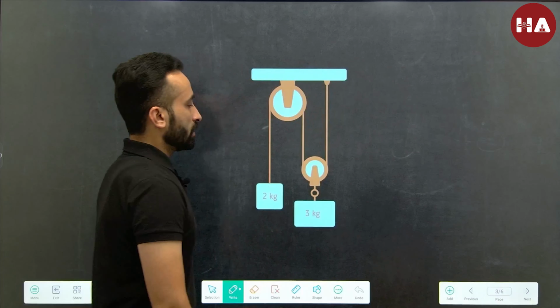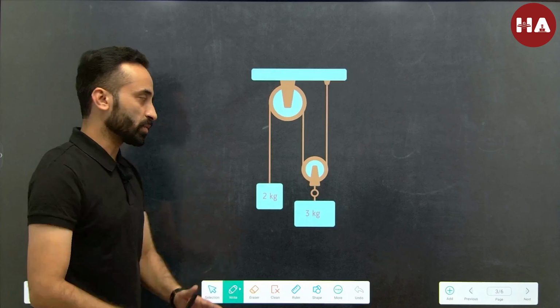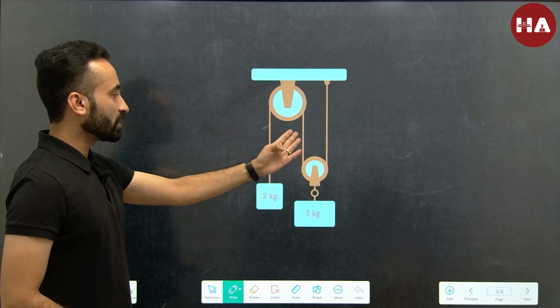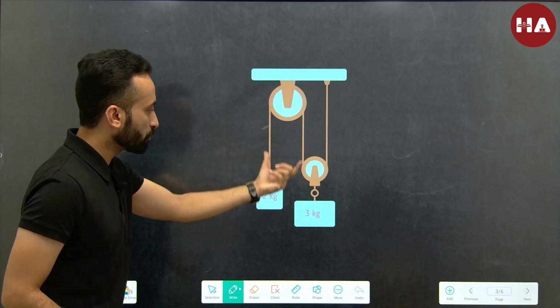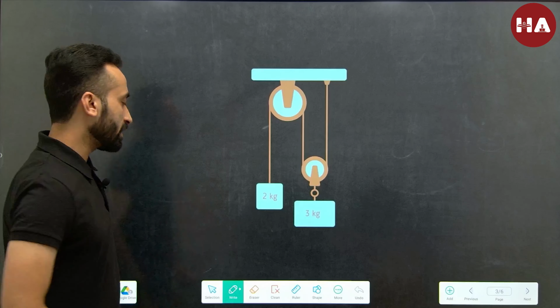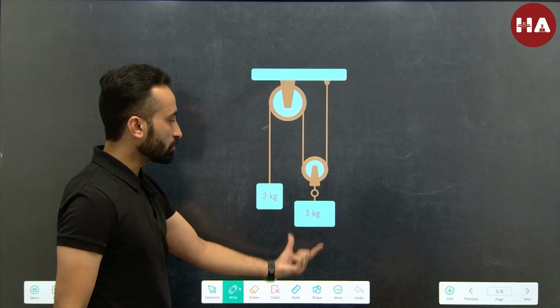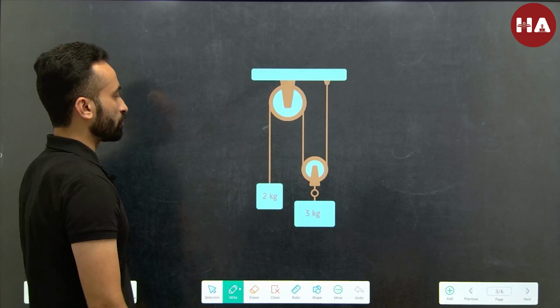Alright. Now, we have another situation. You can clearly see there are multiple pulleys. 1 pulley, 2 pulley, and this pulley is fixed while this pulley is movable. How can you realize that it is movable? It is fixed with the 3 kilogram block. And since the block will move, this pulley will also move.